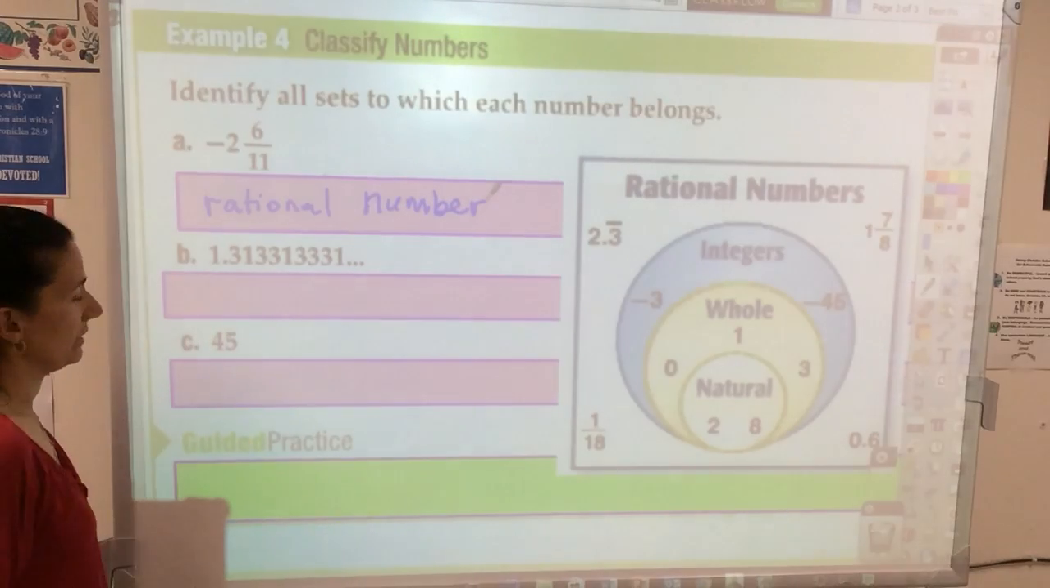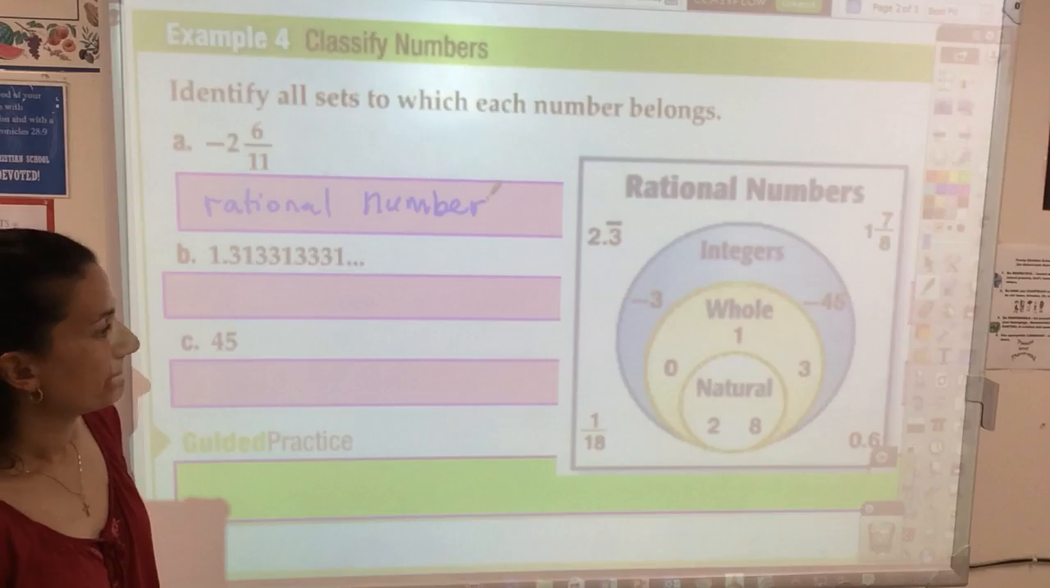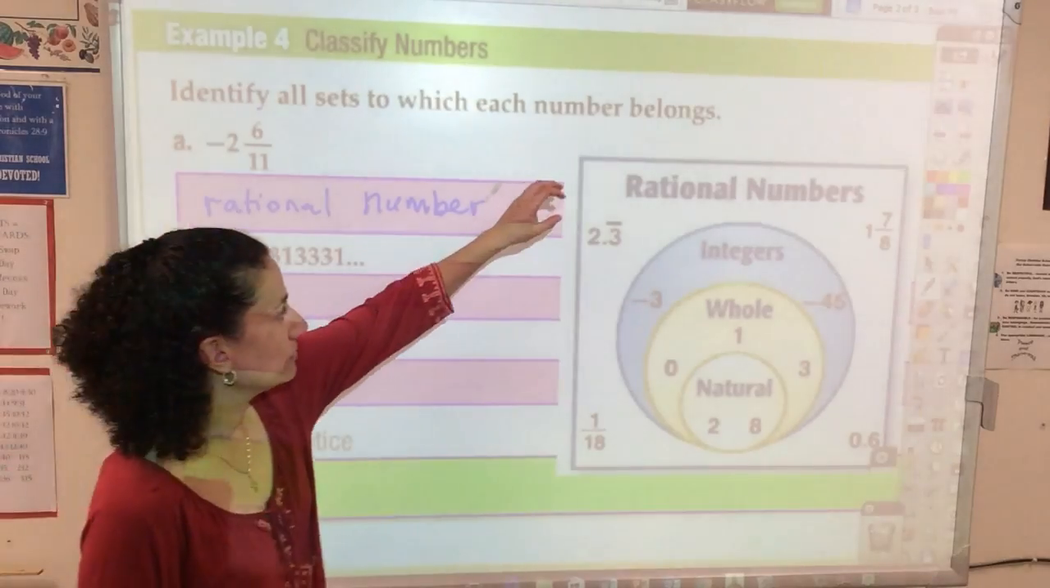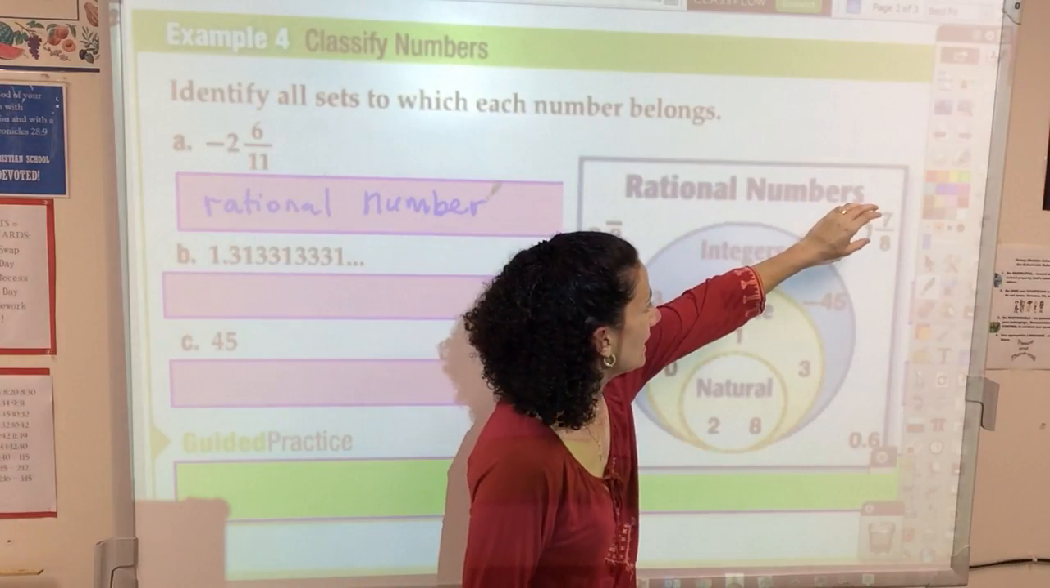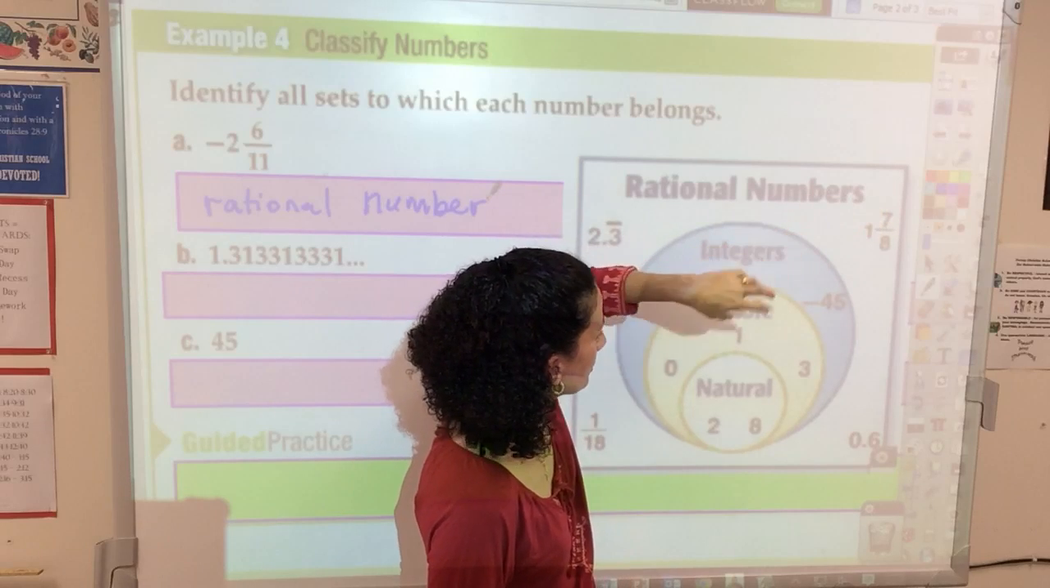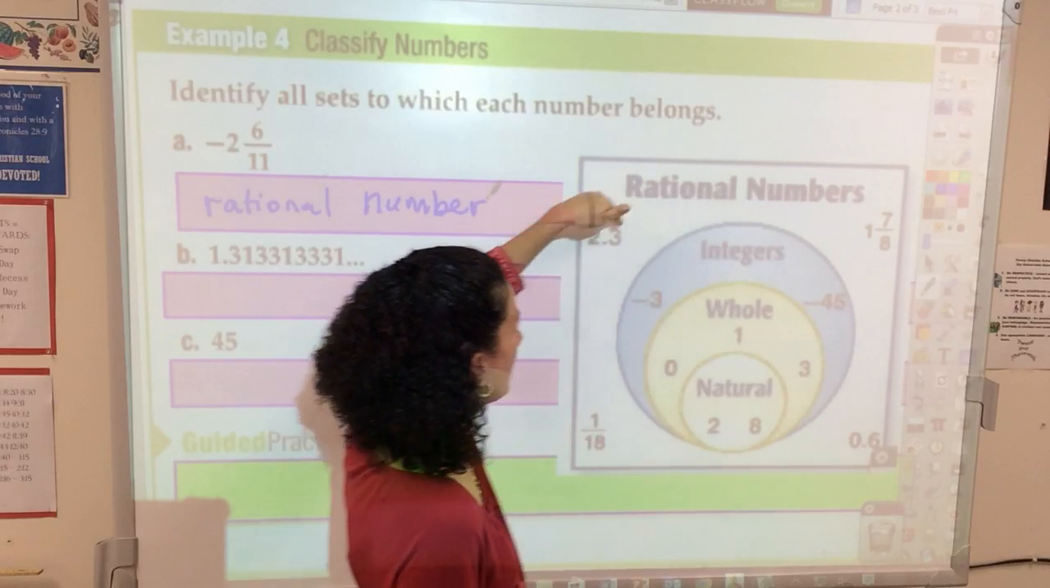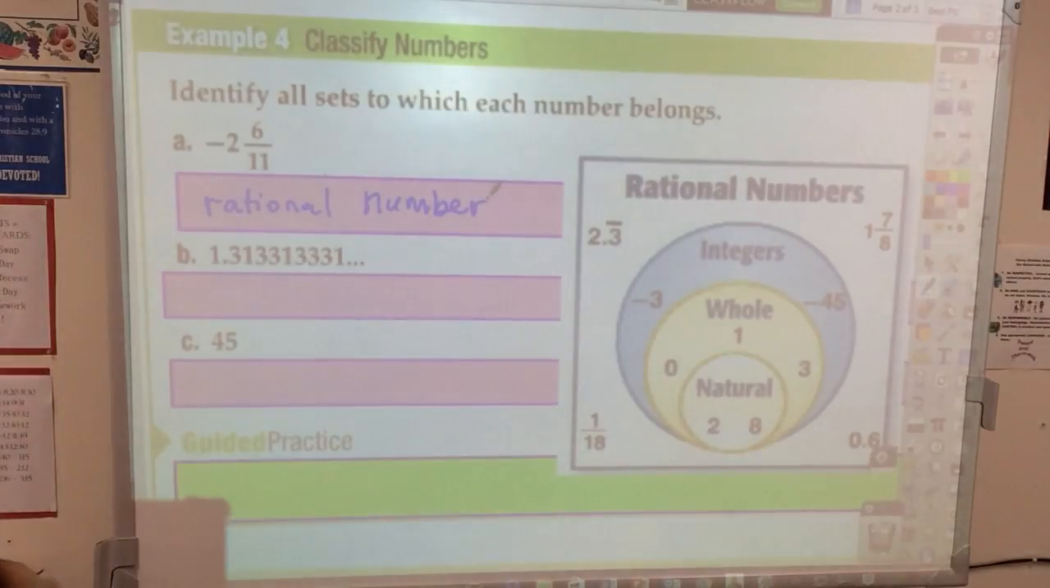Fractions and decimals are rational numbers. Okay? Notice there's a mixed number. It does not fall inside the blue circle or inside the yellow circle. It's only on the outside square of rational numbers.